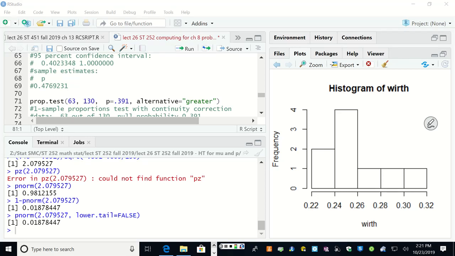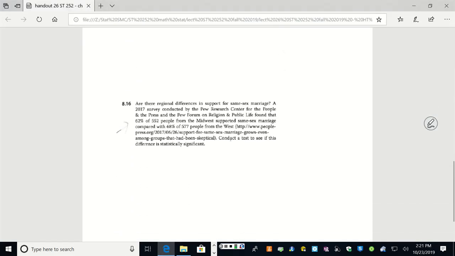The last problem, just to give another context example, we can go back through some formulas. Are there regional differences in support for same-sex marriage? The Pew Research Center for the People and the Press is based in Washington, D.C. They do a lot of large-scale surveys and polls, and they're heavily involved in AAPOR, the American Association for Public Opinion Research, and the survey research section of the American Statistical Association. So they have some pretty serious people in terms of theory and estimation. They found that 62% of 552 people from the Midwest supported same-sex marriage, and 68% of 557 from the West supported same-sex marriage.